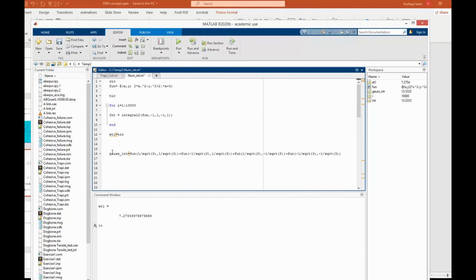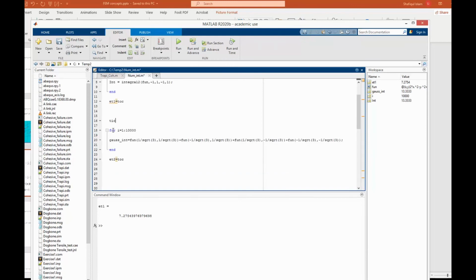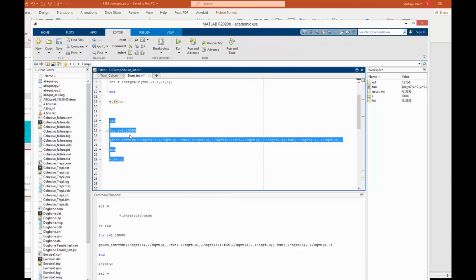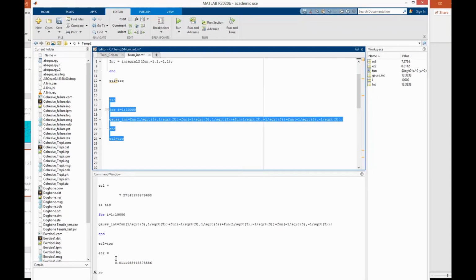Now we will do the same for Gauss integration. So here we are running this Gauss integration again 10,000 times, but the time required for this computation is saved in ET2. So ET2 for Gauss integration and ET1 for regular integration. If we run this part, we see that the time required for performing this integration 10,000 times is 0.001.